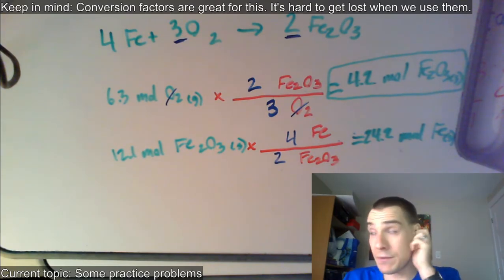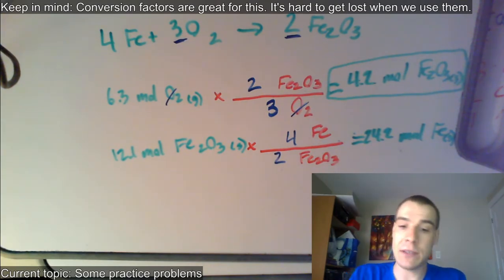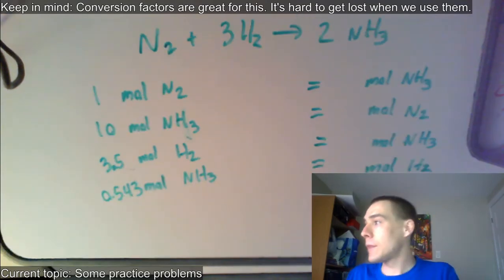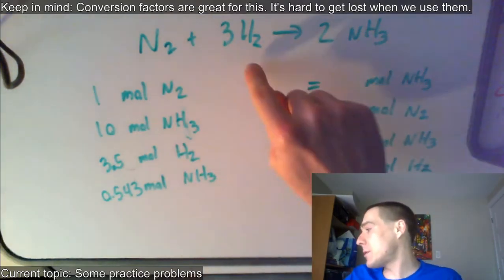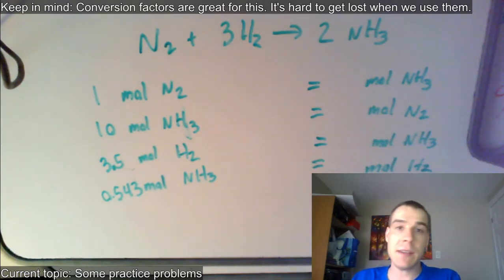We'll try one with a different reaction. So I'll pull up one with a different reaction. Just give me a sec. I'm going to pause. So here's a different reaction. Nitrogen plus hydrogen gives us ammonia. This is the Haber-Bosch process.